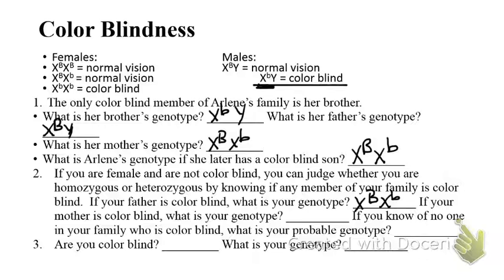If your mother is colorblind, then what is your genotype? So if mom's colorblind, she's homozygous recessive, or she's homozygous for the colorblind gene, and you are not colorblind, so you have the big B, and you have to get a recessive trait from your mom, so it means that you're heterozygous. If you know of no one in your family who is colorblind, what is your probable genotype?